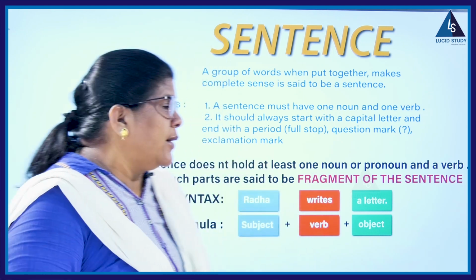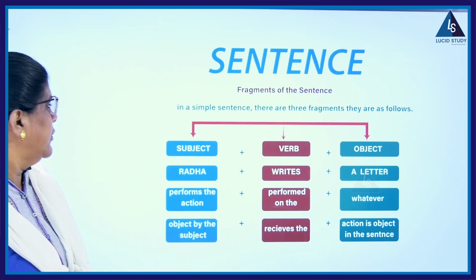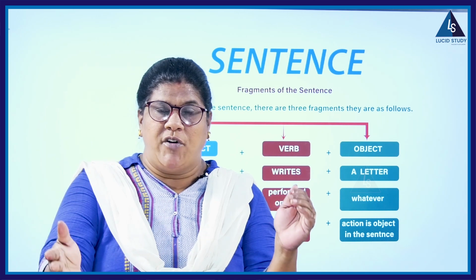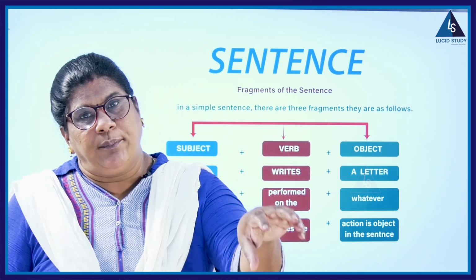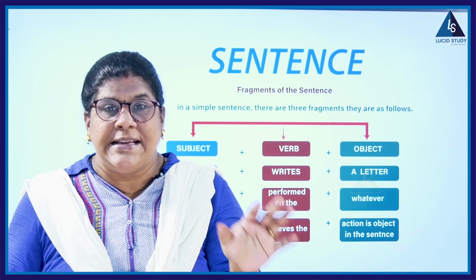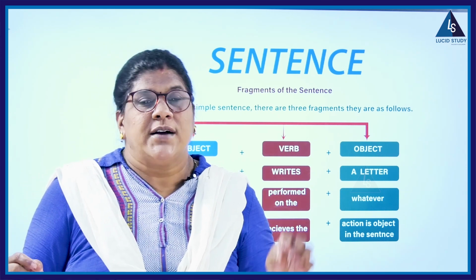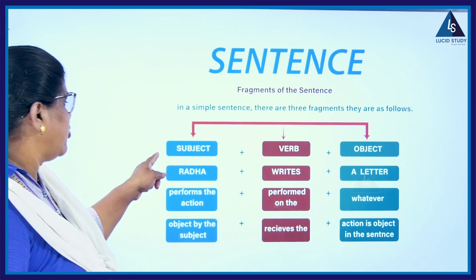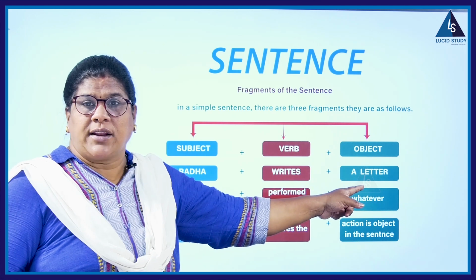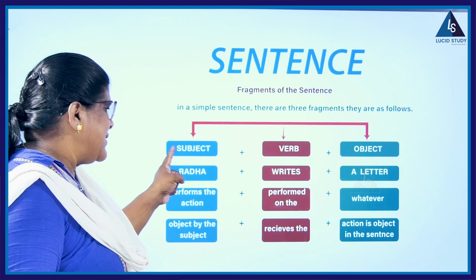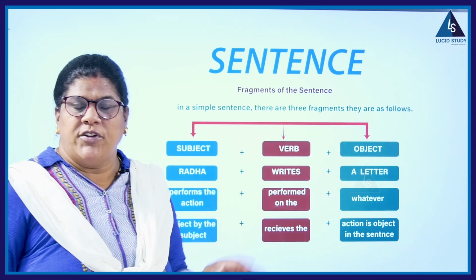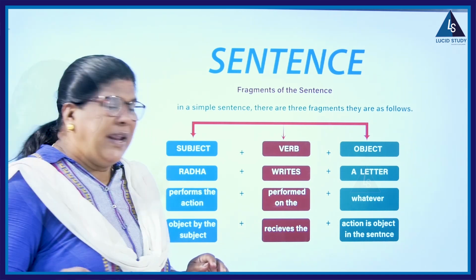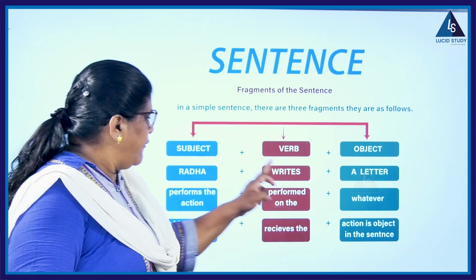Now we will discuss the parts of the sentence. If I have to take it in a formula manner, as your math is very easy and you remember formulas easily, today I am making a sentence easy with a formula. A simple sentence can be formed with three parts: subject, verb, object. A sentence should have one subject, one verb, one object. Then your simple sentence is very easy. What is the subject here? We'll have an example here. Radha writes a letter.